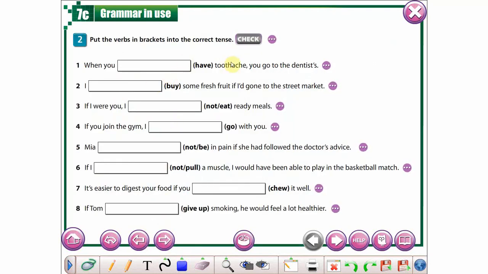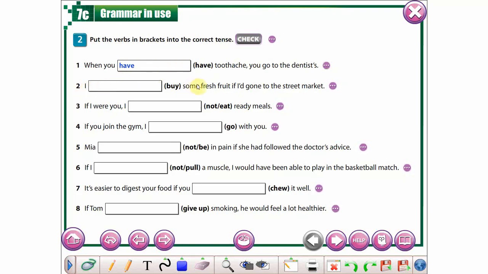Put the verbs in brackets in the correct tense. Number 1: When you have toothache, you go to the dentist. This is a scientific fact. This is a general truth. So use type 0. And in type 0, as you know, we use present simple. So when you have, in present simple.